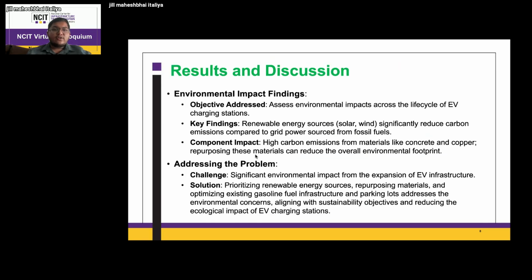The results and the overall discussion is the environmental impact finding. The research looks at environmental impact across the life cycle of an EV charging station. The key findings are that if we use renewable sources of energy like solar and wind, it significantly reduces the carbon emission compared to the grid power source, because the grid uses non-renewable sources of energy, coal, and other sources. Then the compound impact: the high carbon emission from materials like concrete and copper. Repurposing these materials can reduce the overall carbon footprint of the EV infrastructure, because the foundation of the EV station is always made with concrete.